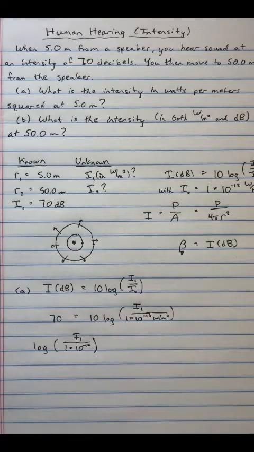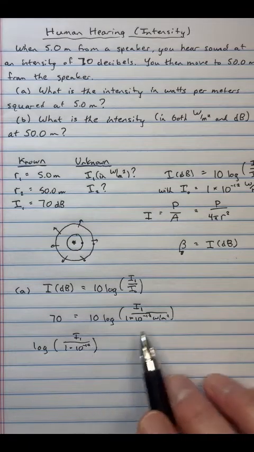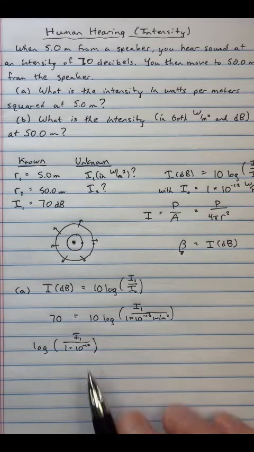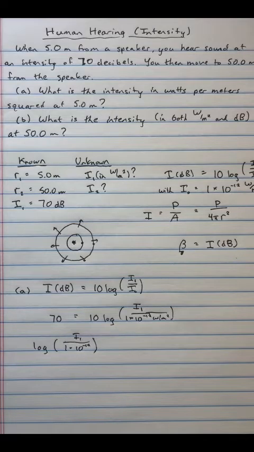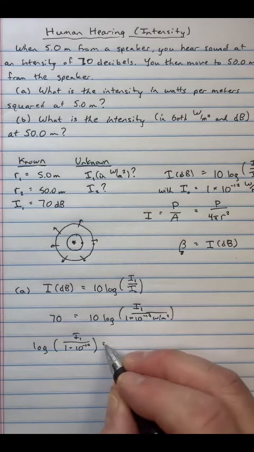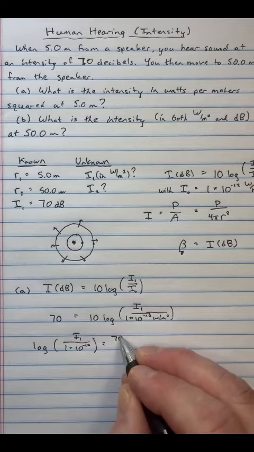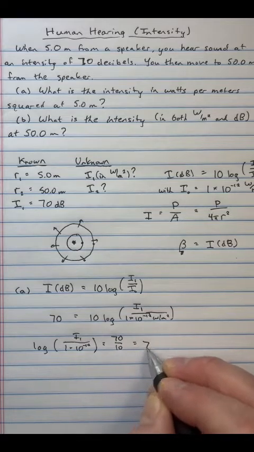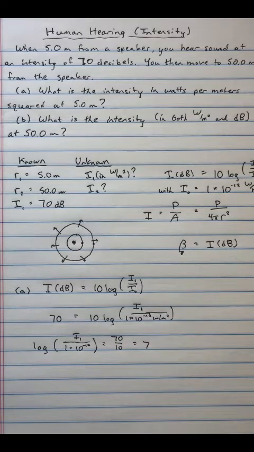Now, just for the moment, I'm going to leave the units off. We know that they're watts per square meter in here. We'll put those back when we come to them. I'm just saving some space and time. And of course, 70 divided by 10 is 7. All right, next step is to undo the log.